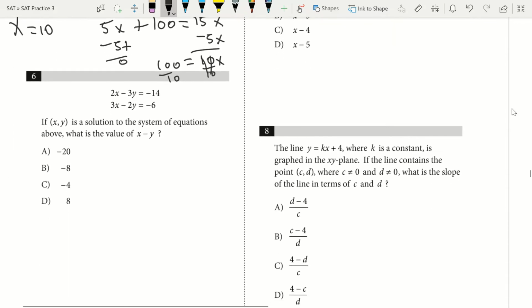Question 6. If x, y is a solution to the system of equations above, what is the value of x minus y? Alright, so first thing we're going to go ahead and do is we're going to solve for our points.